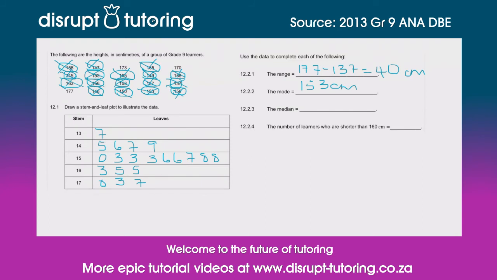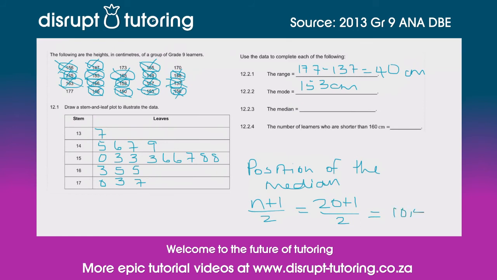Then we move on to the median, and the median is simply the number that appears right in the middle of all the other numbers. Now when we try and find the position of the median, I'm going to say that it's n plus 1 over 2. N is the total number of observations, or heights in this case, which is going to be 20 plus 1 over 2. And 20 plus 1 is 21, over 2 is 10.5. So that's where we will find the median in this case.